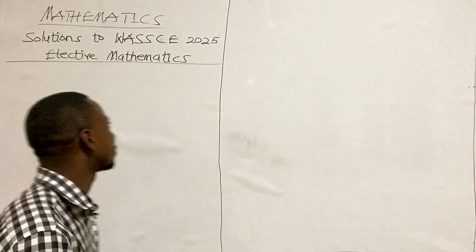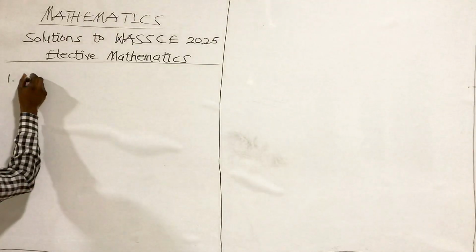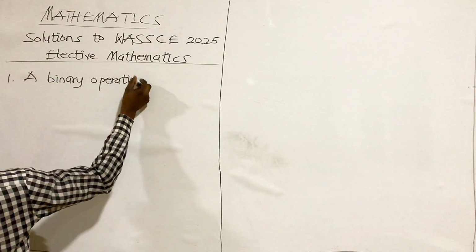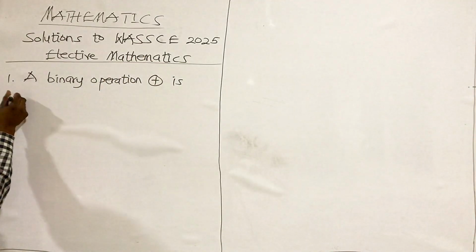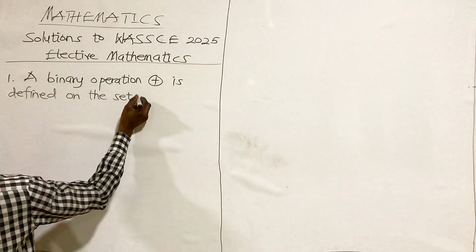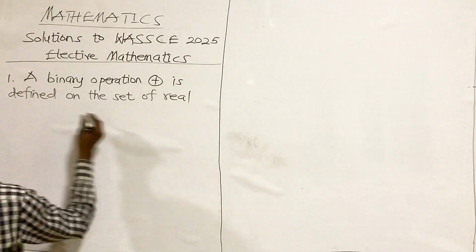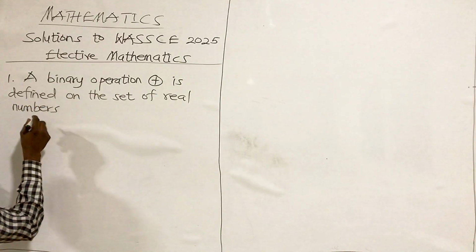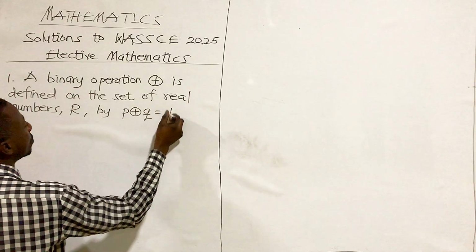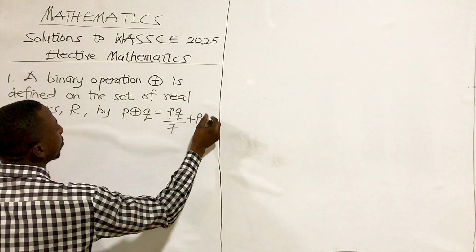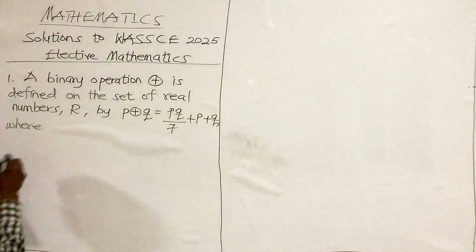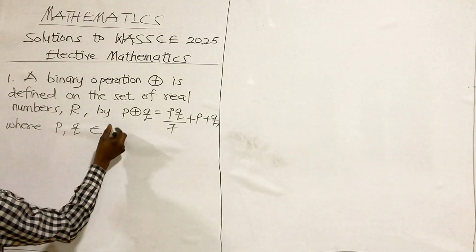Let's start with question 1. A binary operation circle plus is defined on the set of real numbers R by P circle plus Q is equal to PQ over 7 plus P plus Q, where P, Q belong to real numbers.